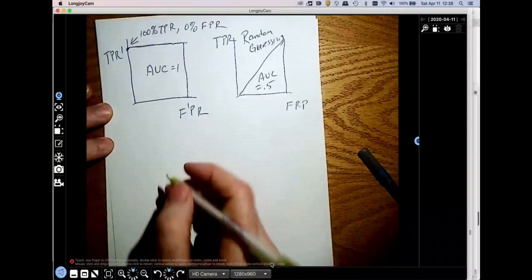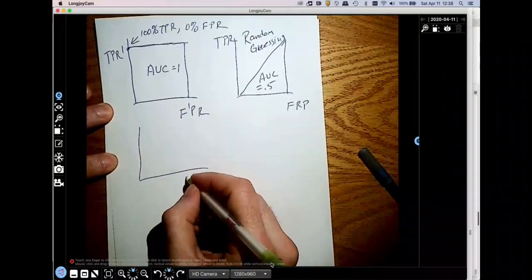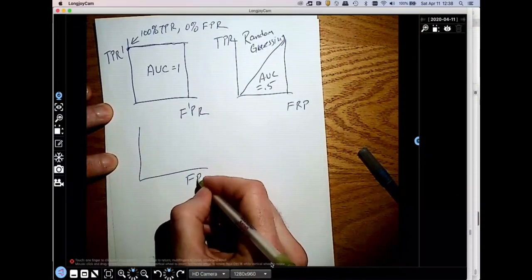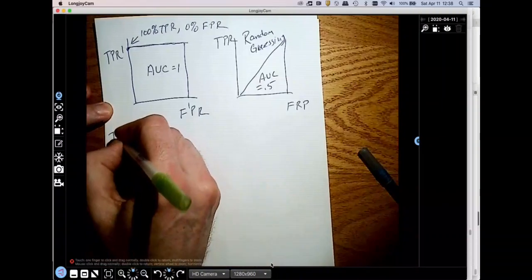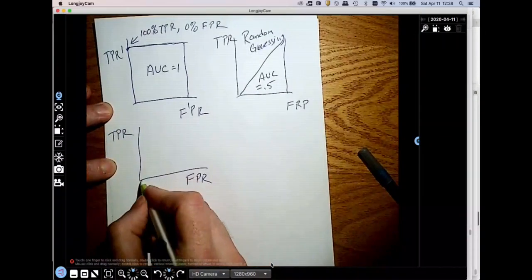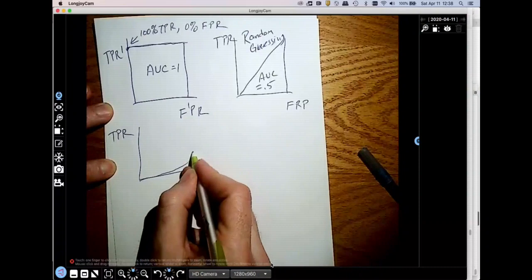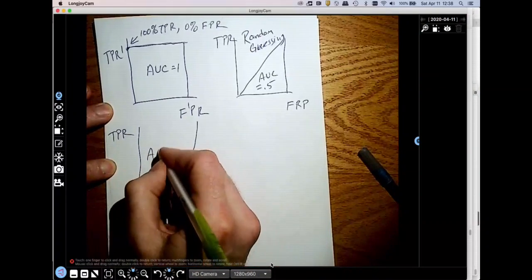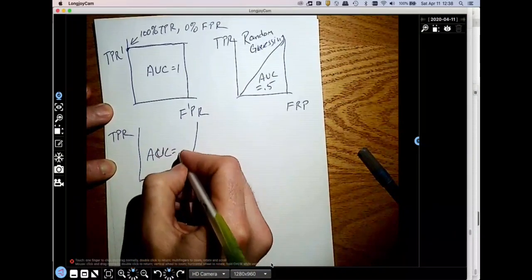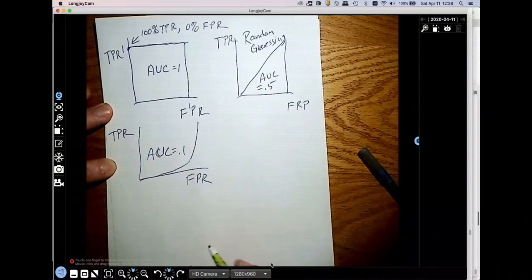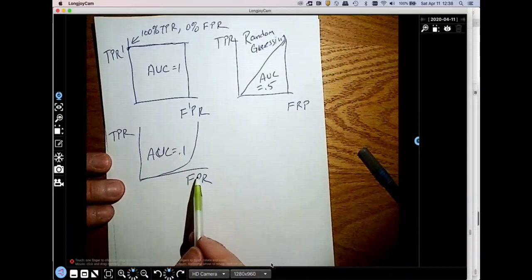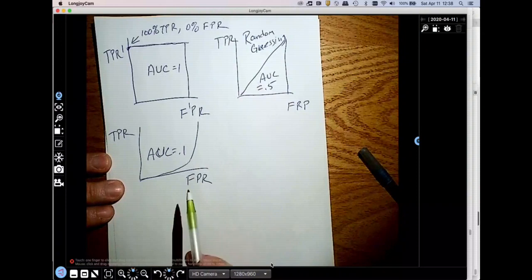Now, I thought I would just draw one more picture for you. What happens if you had something like this? So let's say your classifier looks like this, and the AUC is maybe 0.1. Well, this is a really bad classifier, but it's actually a pretty helpful classifier.